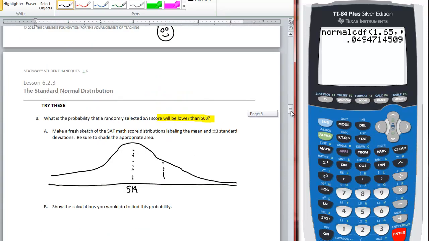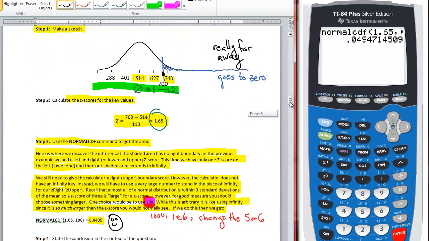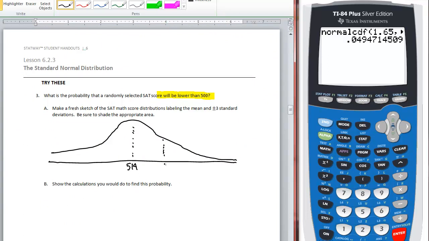Here's our 627 and 740. And of course, now we need to go down, right? Because it's going to be lower than 500. So what is that? So now you have 514 minus the standard deviation, 113.